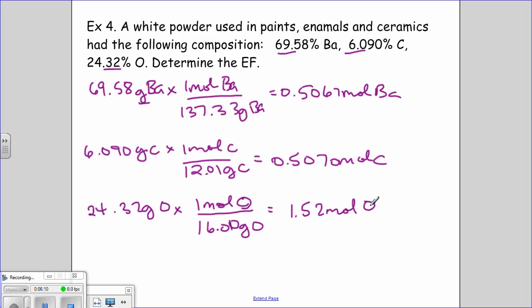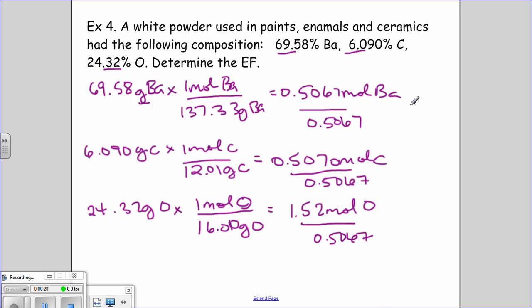Okay, now that everything is in moles, we need to look and see which one is our smallest number of moles. That's barium here. So we divide all of the rest of these by 0.5067, and I could put moles on all these, but what we're determining here is just the ratio. So this number divided by the same number is 1. You can look and see they're very similar, so that's going to round to 1. And then we have 1.52 divided by 0.5. That's going to be 3.